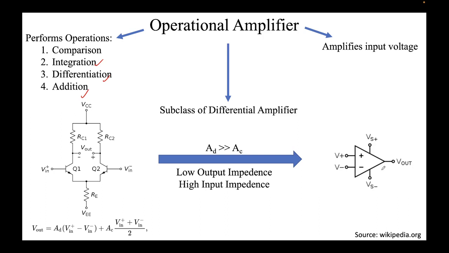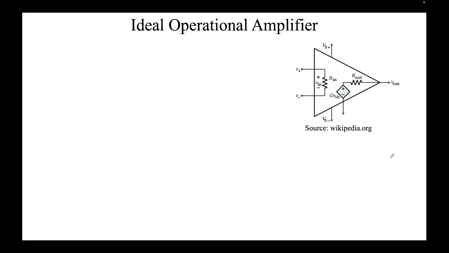Here V plus is called the non-inverting terminal. This is called the inverting terminal because if any voltage is applied here, it will appear at the output with a phase shift of 180 degrees. That's what we discussed. It's good to understand how an ideal operational amplifier looks and what features we get, because if we understand the ideal, it becomes much easier to understand how a non-ideal amplifier works. This is a typical circuit of an internal model of an operational amplifier.